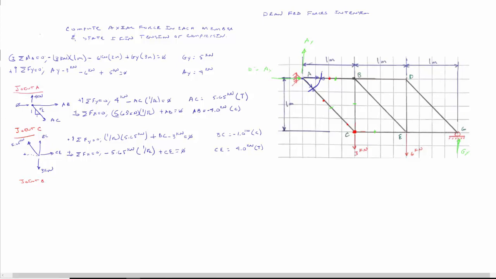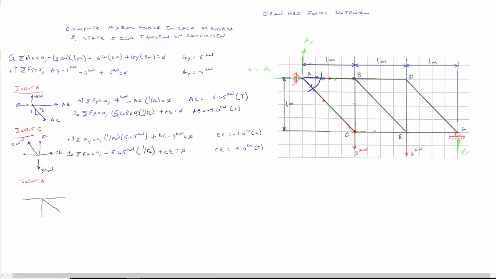Joint B. And I'm going to go ahead and draw it out. Sometimes I like to do this. I like just to go and draw out my lines. And I've got one going down, and I've got one going here.